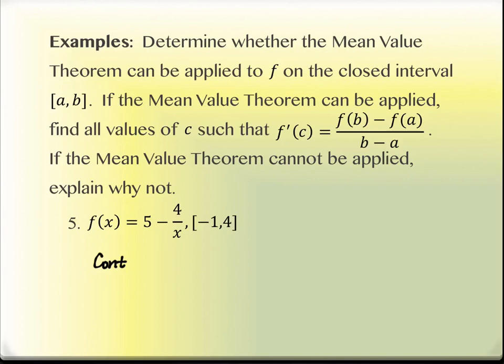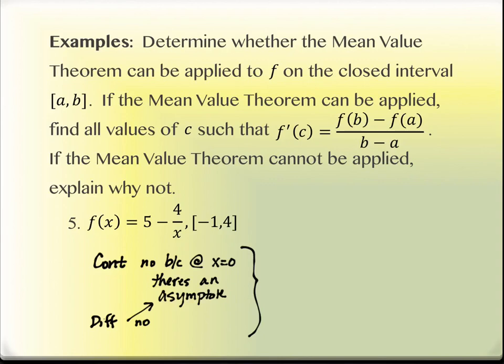Is this continuous? No. Why not? Right. At x equals 0, there's an asymptote. And for that very same reason, it's not going to be differentiable. It can't be differentiable either. So in this case, hold tight, we're not done. I know you think we're done, but we're not. The mean value theorem does not apply.